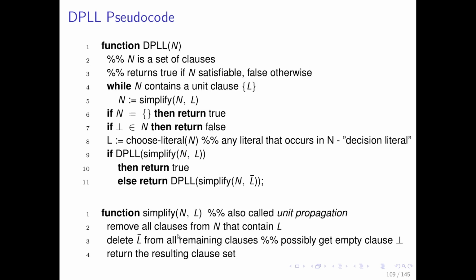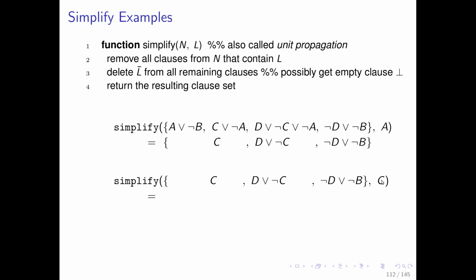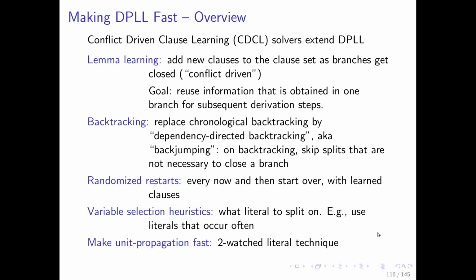Okay, then I gave you an algorithm and showed you how it works. To simplify with a literal, you delete all the clauses that contain it and shorten all the clauses that contain its negation. To simplify with D, we delete all the clauses that contain it, and we shorten the clauses that contain its complement. And all we're left with is this.